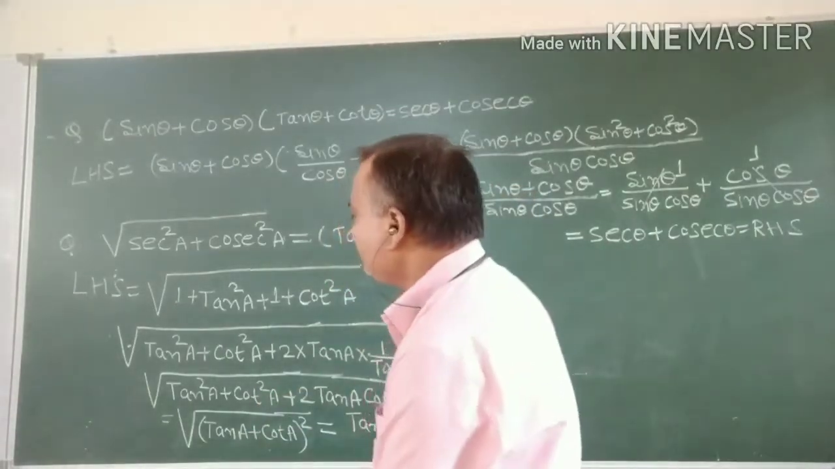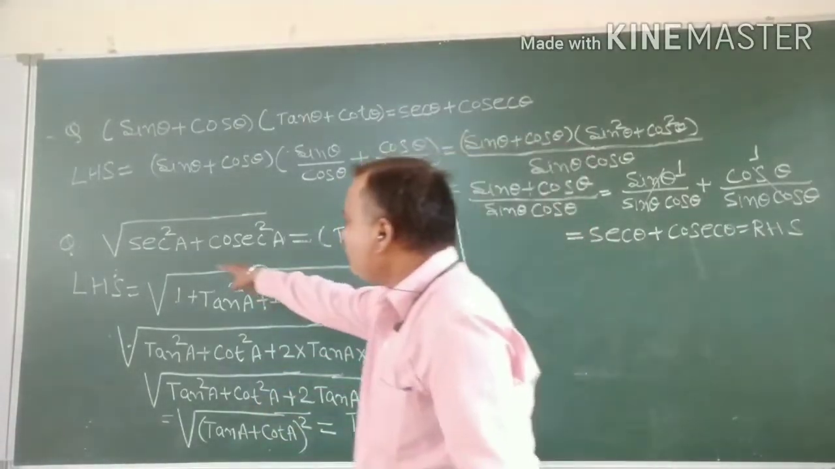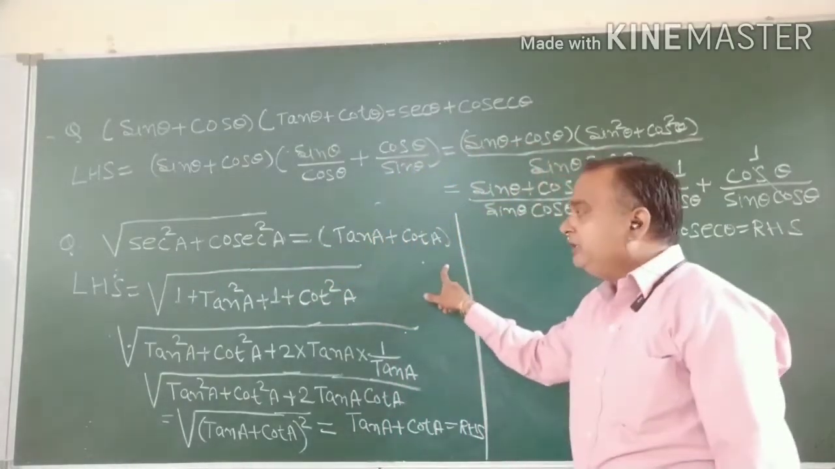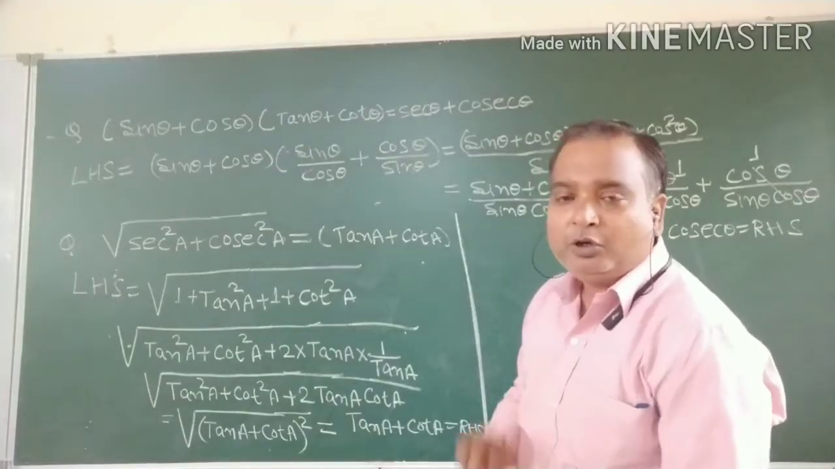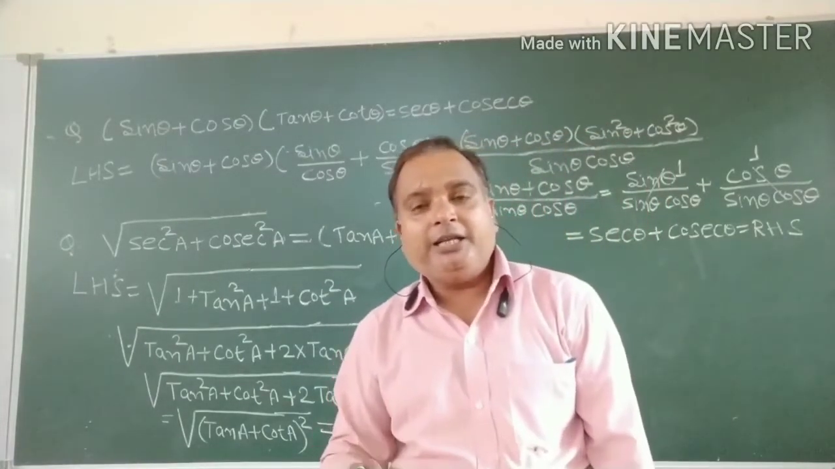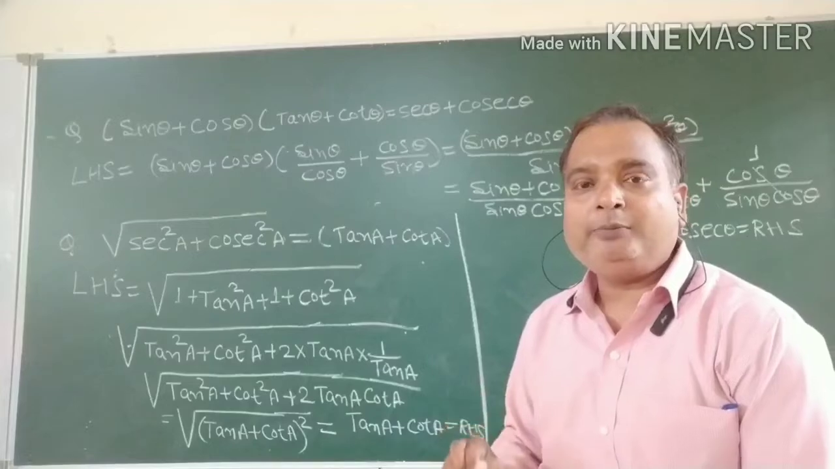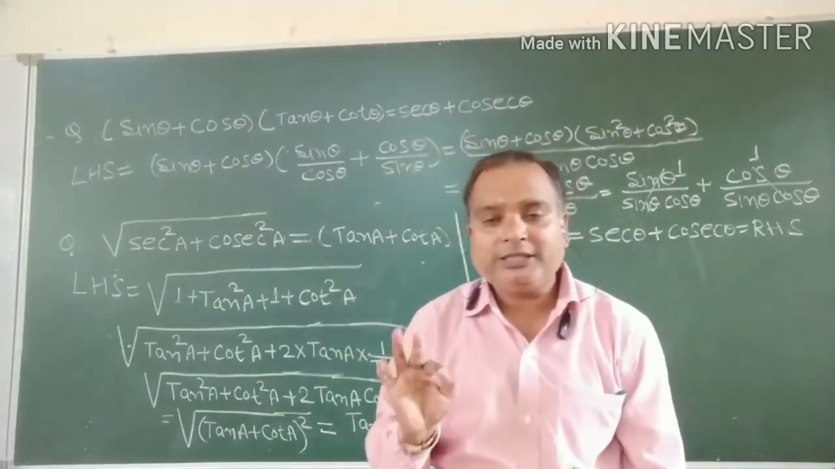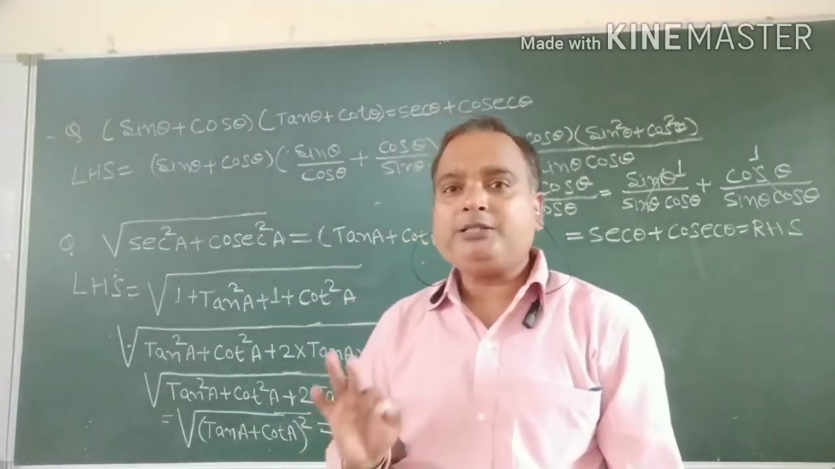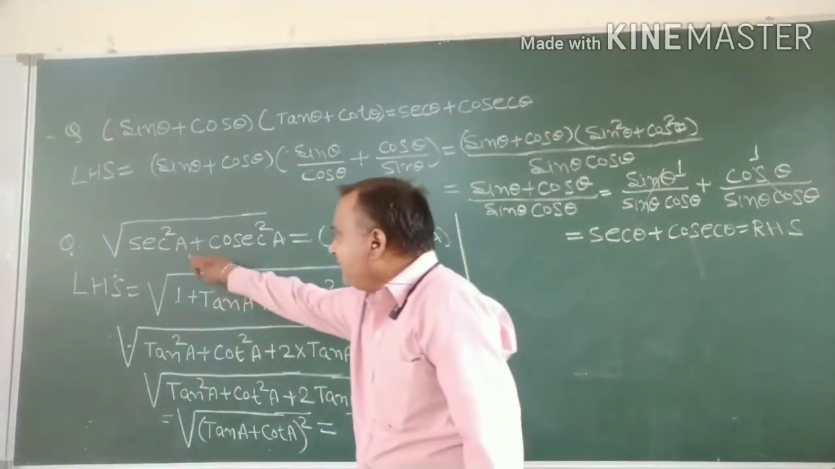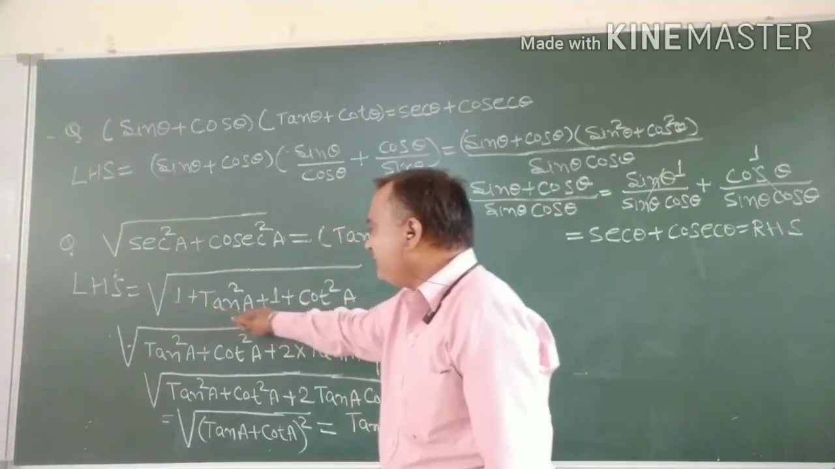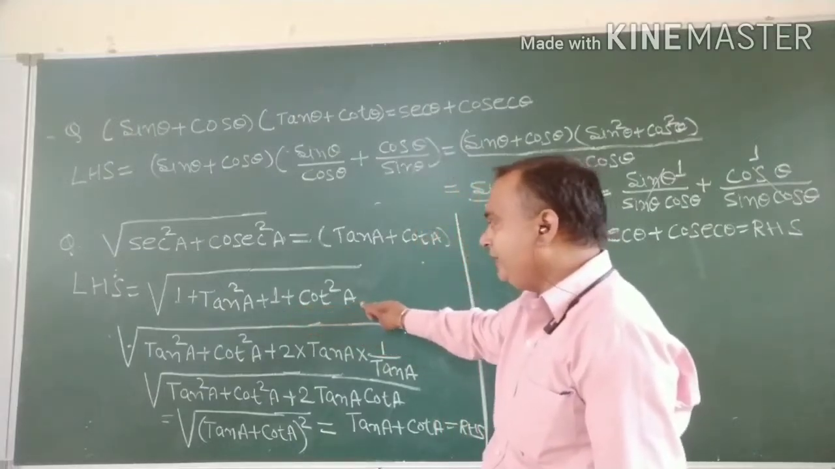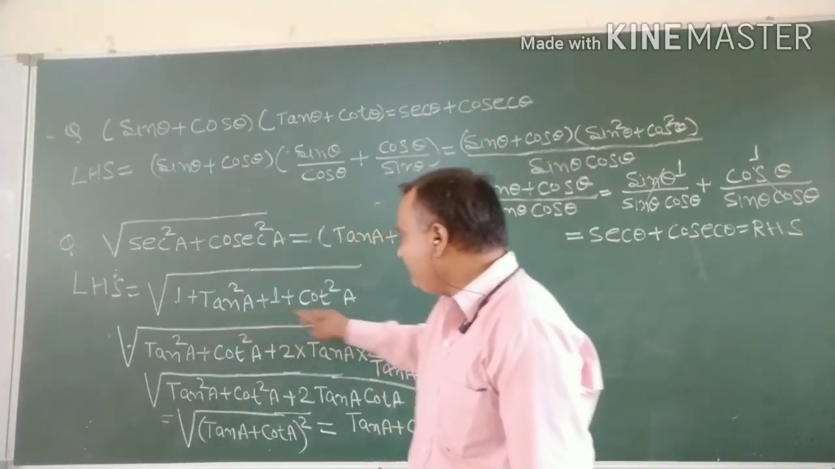Now the last question. Prove that under root sec square a plus cosec square a equal to tan a plus cot a. So we take the LHS. We know that the second identity that is sec square theta equal to 1 plus tan square theta, and the third identity that is cosec square theta equal to 1 plus cot square theta. So sec square a replaced by 1 plus tan square a, cosec square a replaced by 1 plus cot square a. Now we can write tan square a plus cot square a.